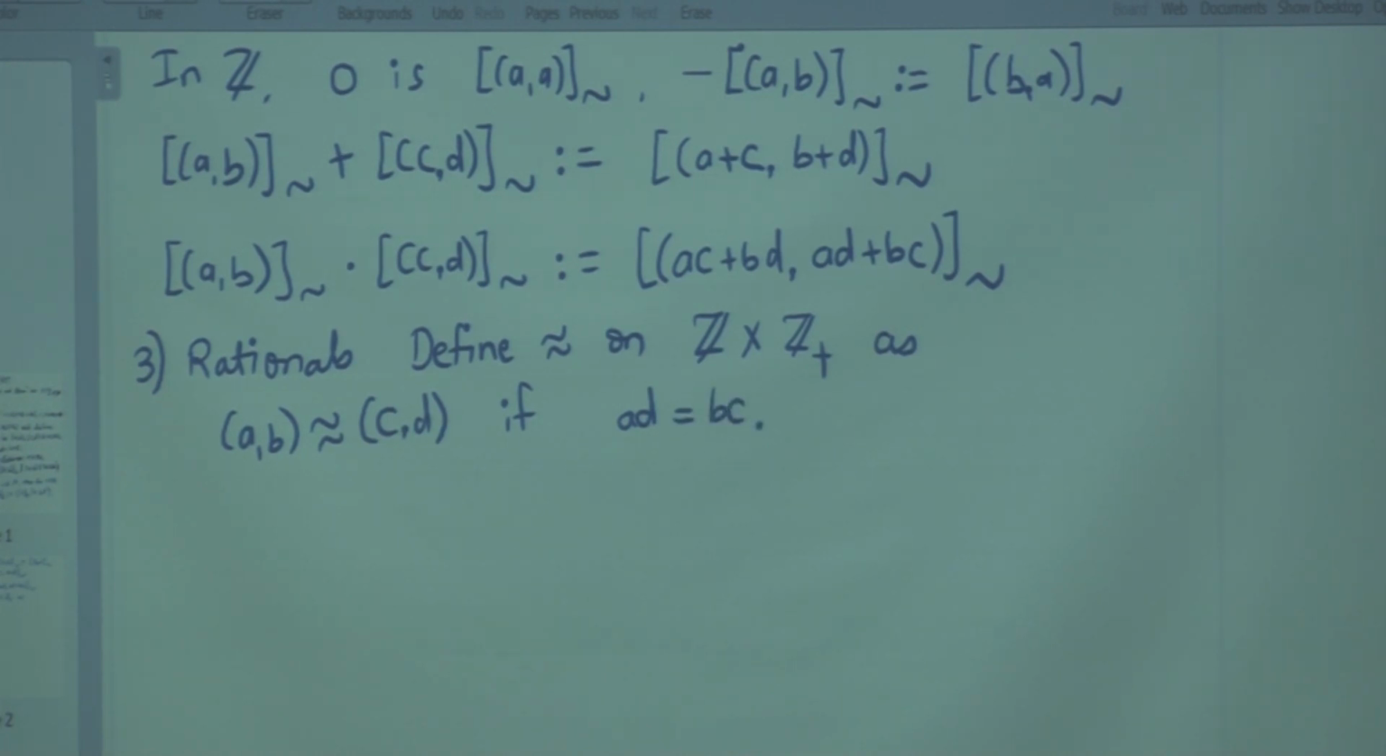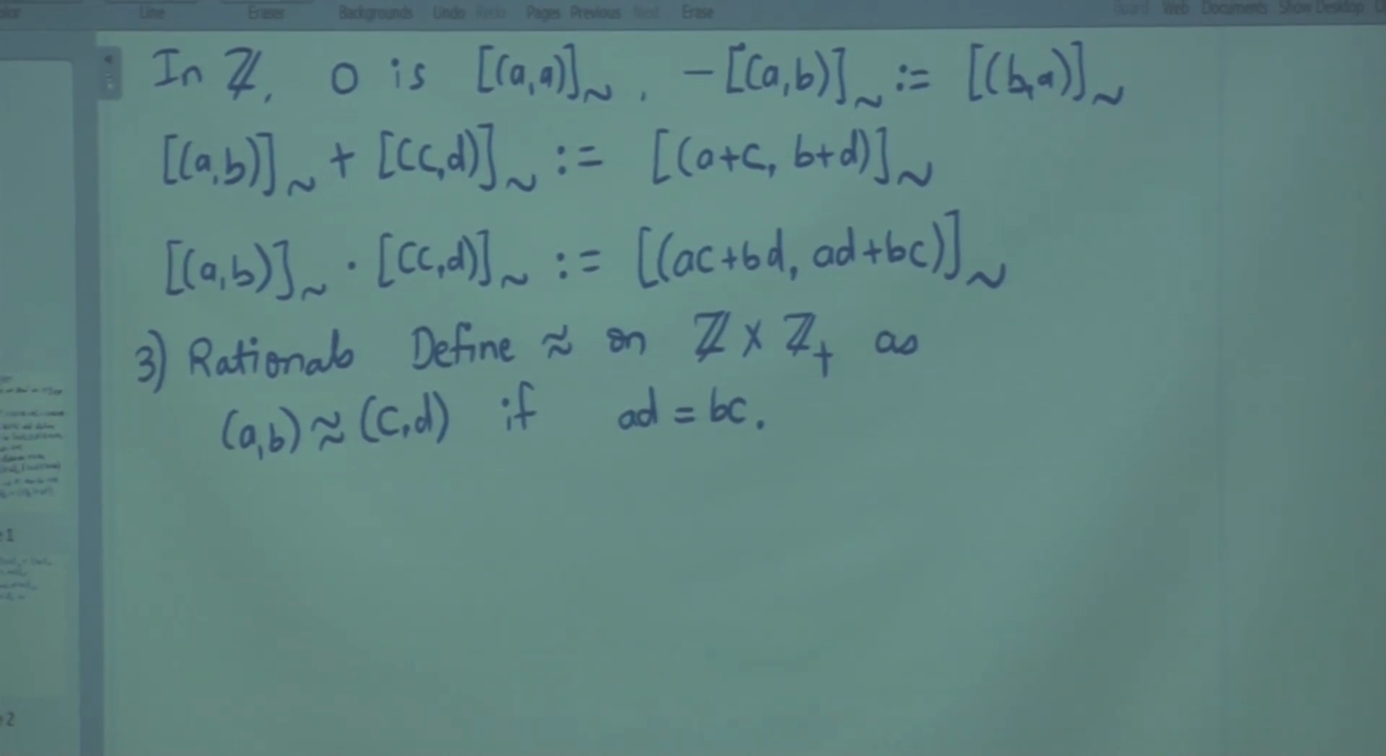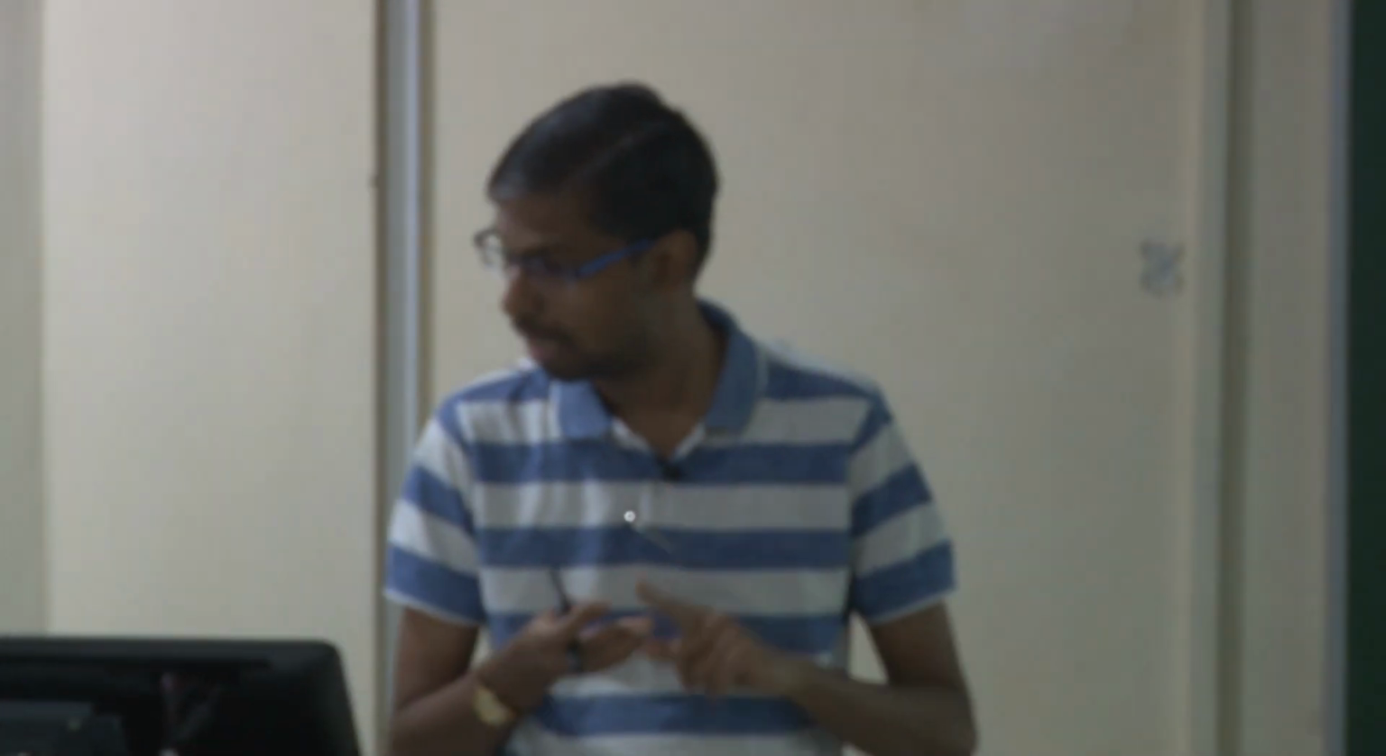Yeah, this is our multiplication, and then you can write down the rest of the things. You can add, you can subtract, you can have 0, you have 1, you have multiplication, you have division. Everything can be done, right?